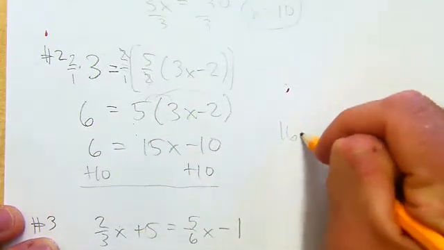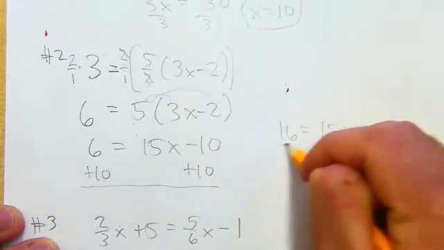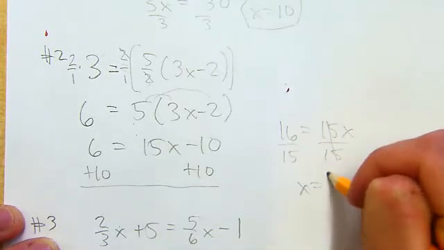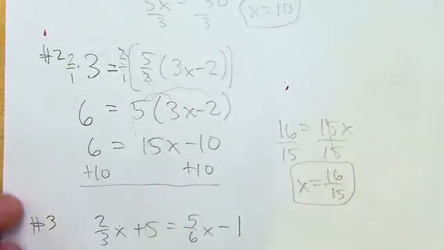Okay, 16 equals 15x. Okay, this isn't going to come out nice, but we can still just write the answer as a fraction, divide by 15. So I can just say x equals 16 over 15. That's fine if you just keep it as improper. Okay.